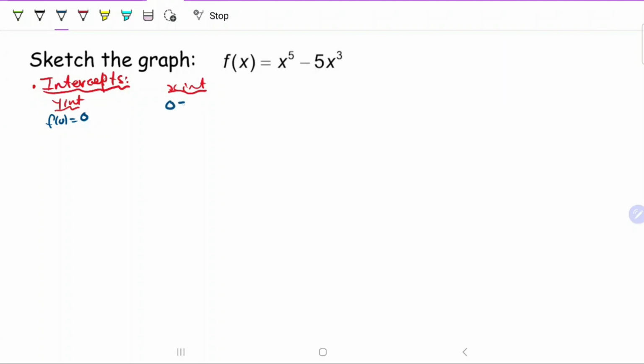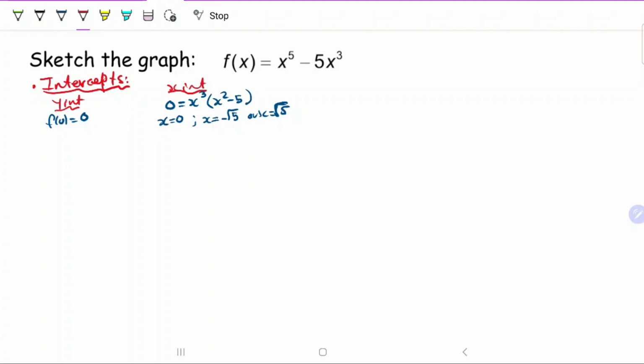And then here we have 0 equals to... We can factorize x to the 3 out. We're left with x squared minus 5. And therefore, we have 3 x-intercepts. The first one is x equals 0. And then we have x equals minus root 5, and then we also have x equals root 5. So these will be our x-intercepts.